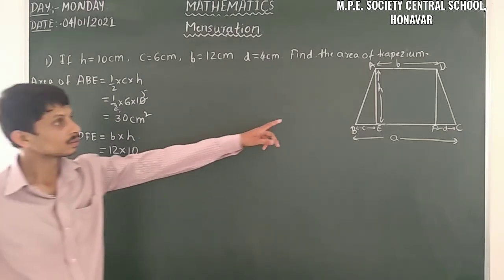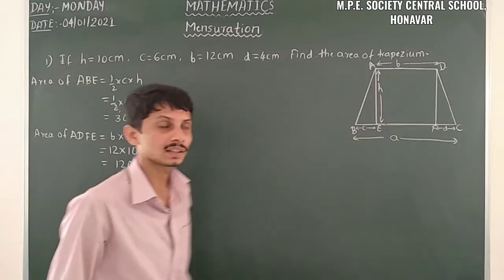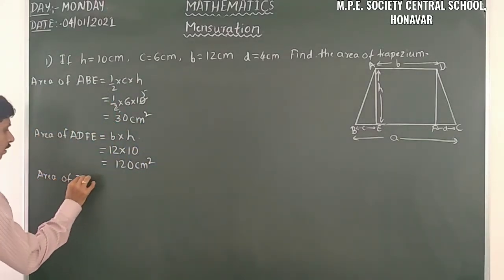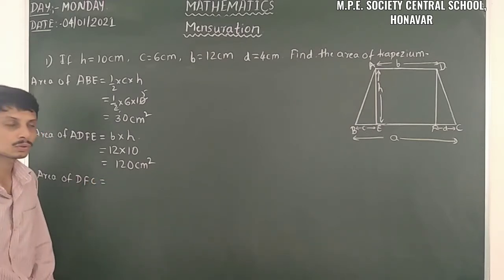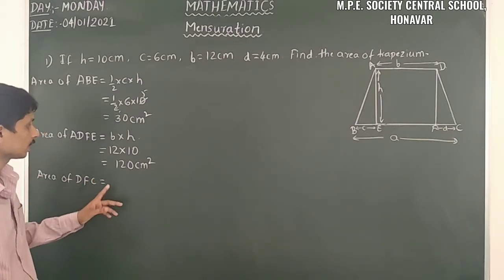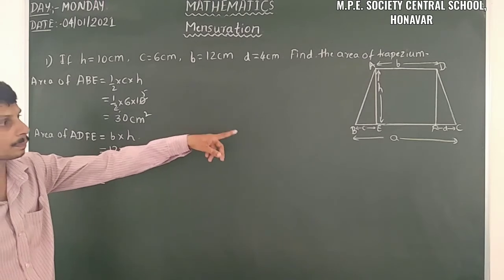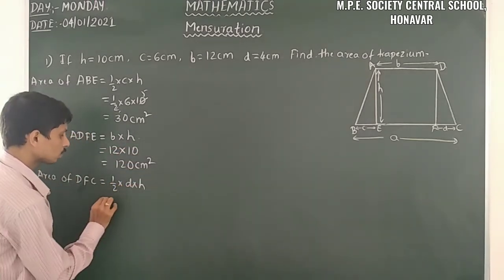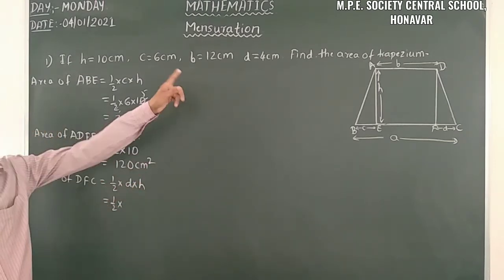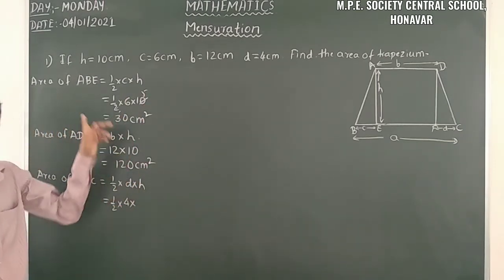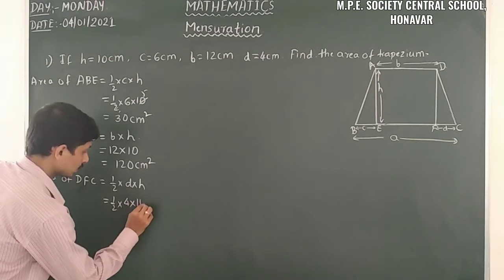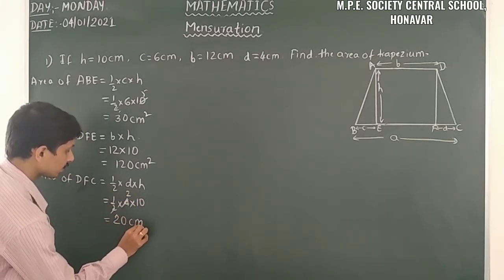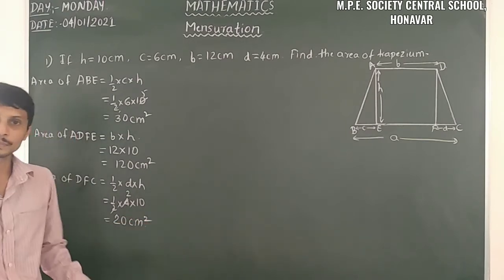Then another closed figure we have, that is DFC, that is area of DFC. Area of DFC is equal to half into D into H, that is half into D into H. What's the value of D here? That is 4, and the value of H is 10. So it is 2 into 2, and 20 centimeter square.